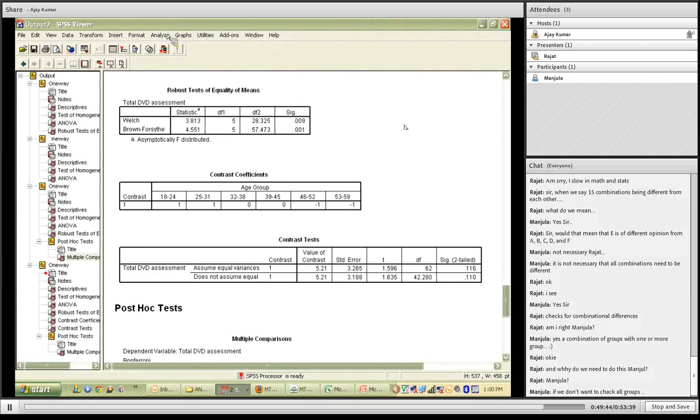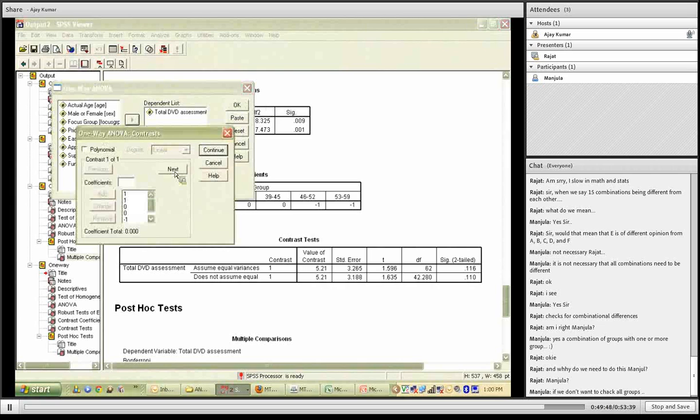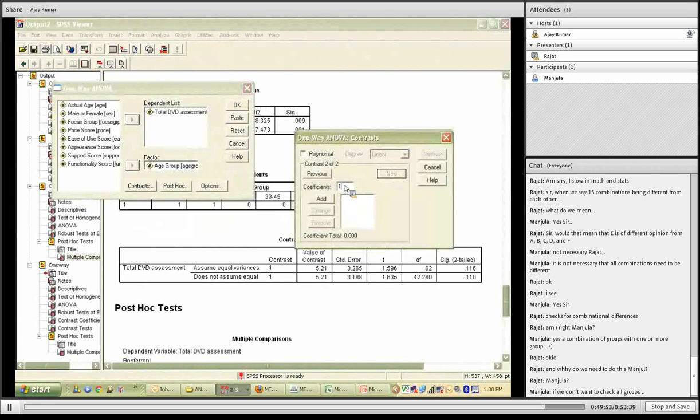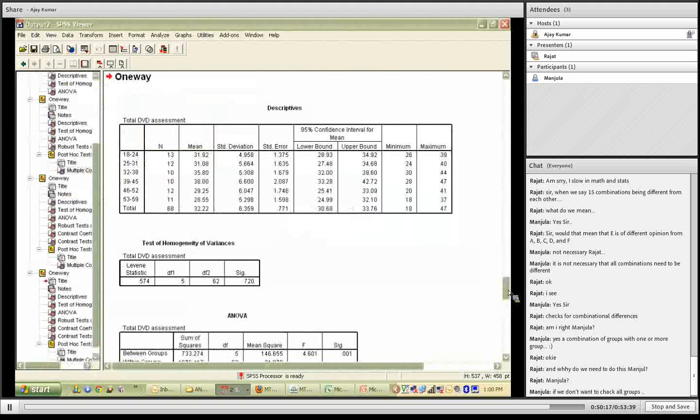So I could have also done Compare Means, One-Way ANOVA, clicking onto Contrasts. I could have gone on to Next also, right? And then I could have made it 1 add, 1 add, 1 add, so the first three groups I've given as 1, and let's give 1 to the fourth group, right? And then -2 and -2. So now the contrast coefficients sum to 0, right? So you say continue here and you press OK. So see what happens. Now you have two contrasts, right?